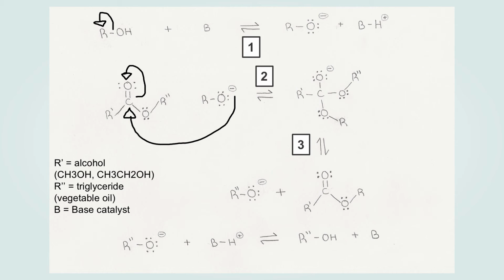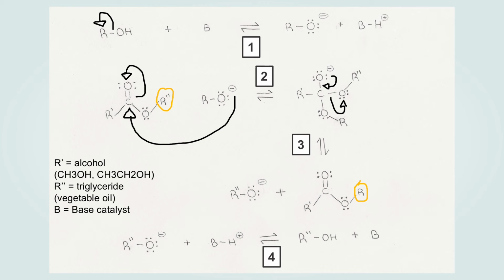Step 3 is an elimination reaction, and a pi bond is being reformed between the oxygen and the carbon. The leaving group is the original alkoxide group. So this forms our ester compound. As you can see, our original R2 group that was attached to the oxygen in our step 2 has now been replaced, and it is just the R group attached to the oxygen on our ester compound.